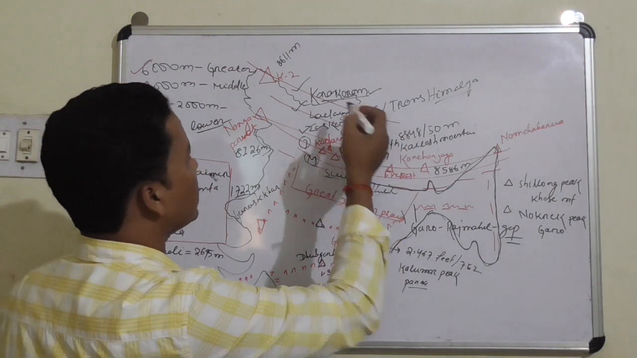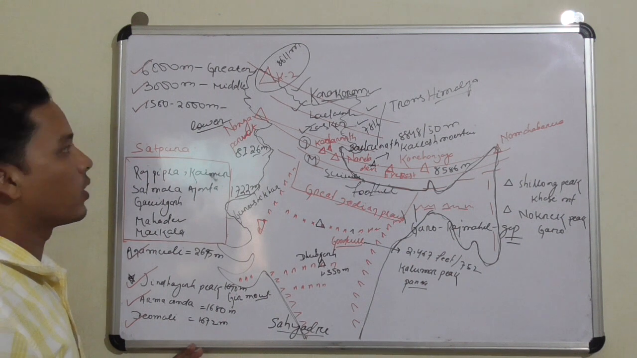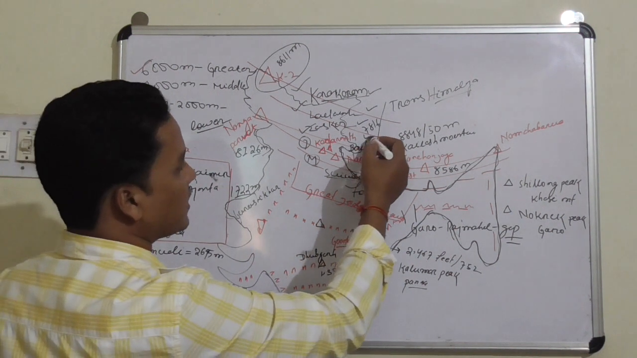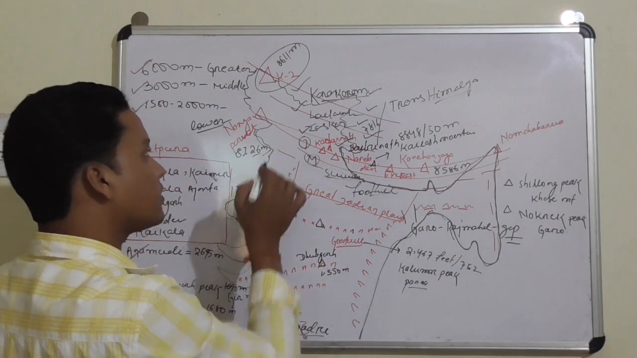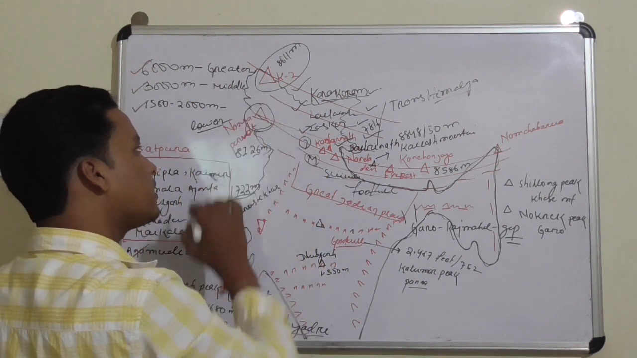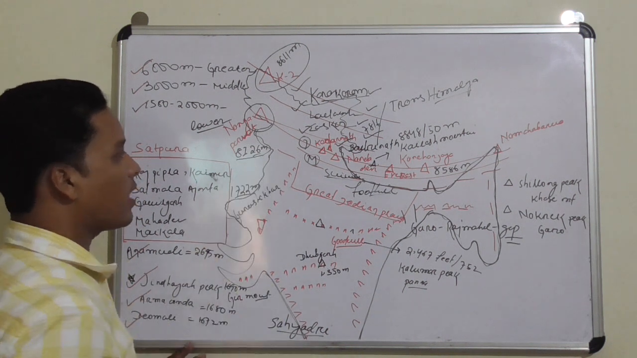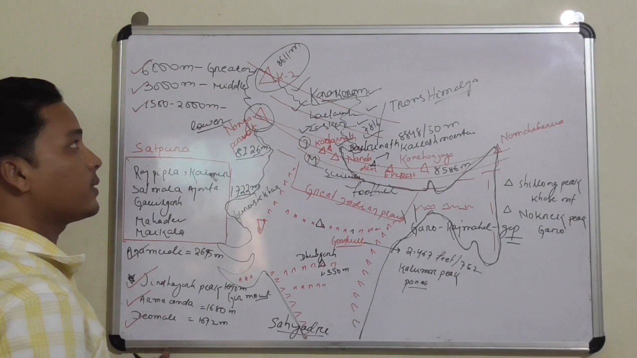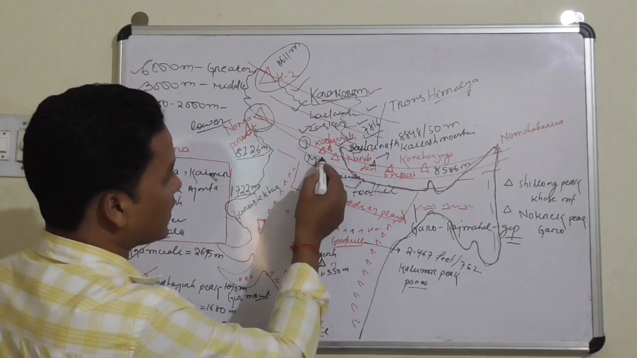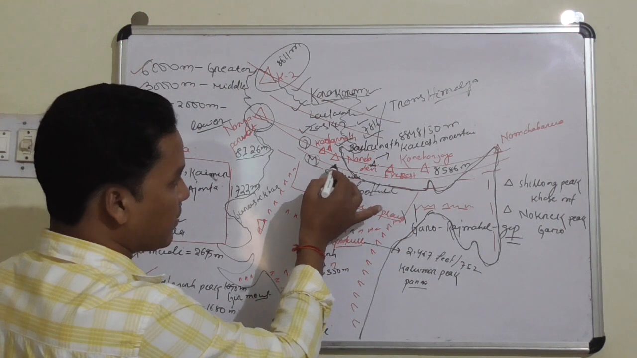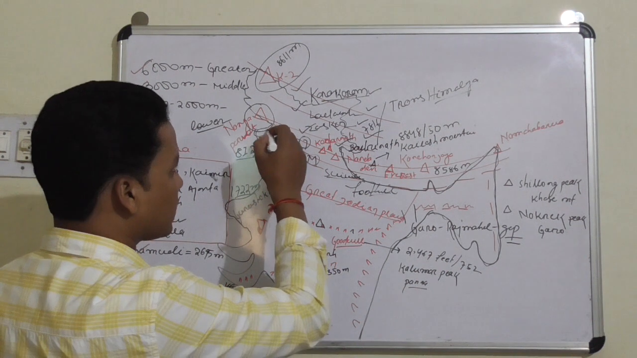The highest peak in Karakoram is K2, 8,611 meter. That means next is Ladakh, then Zaskar, then Greater Himalaya. In the western part of the Greater Himalaya, the highest peak is Nanga Parbat, 8,126 meter. Next, the Greater Himalaya, then Middle Himalaya, then Shivalik or foothills. They are again parallel to each other.